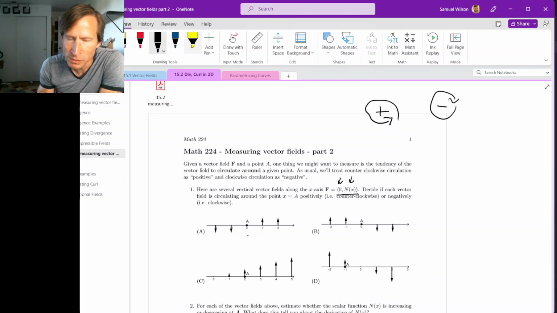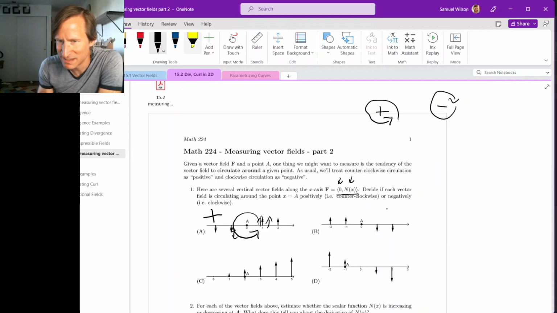That's the normal angle convention. So for this first example, if a fluid is flowing down to the left and up to the right, you can imagine a little paddle wheel sitting in the plane and think about which direction the paddle wheel is going to want to move. Well, if the right side is being pushed up and the left side is being pushed down, it's going to want to move this way, that is counterclockwise. And so this vector field looks like it's circulating positively around the point A. Okay, for B, this example is also pretty clear. If the right side is flowing down and the left side is flowing up, this is circulating clockwise around the point A, and so that's a negative circulation.